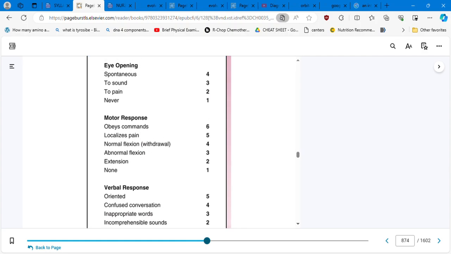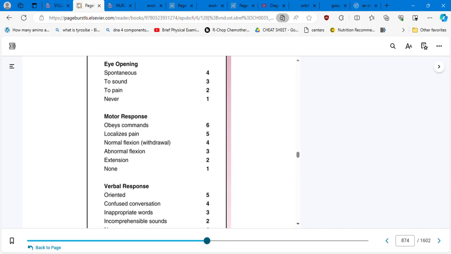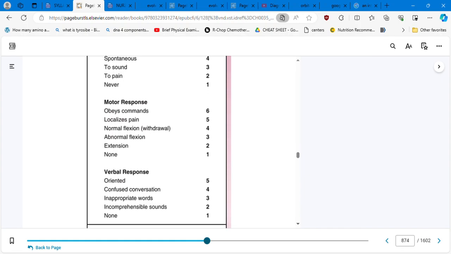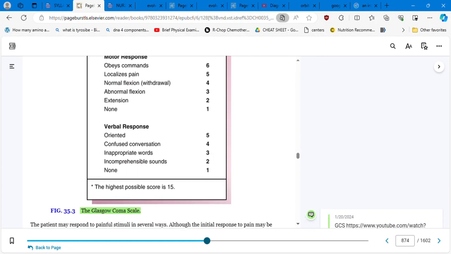You see the score from 1 to 4 in terms of eye opening. The motor response is a score from 1 to 6. The verbal from 1 to 5.